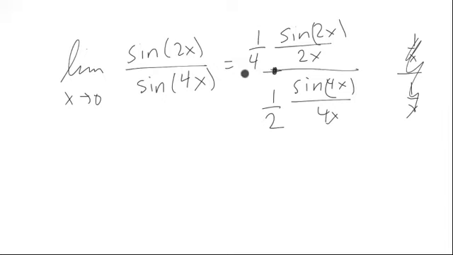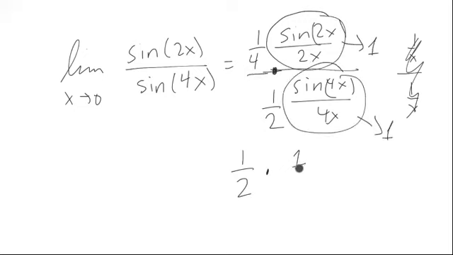And notice that 1/4 is precisely 1/2 of a half, which means that this part, a fourth divided by a half, is simply 1/2. So we get 1/2 times this thing, which will go to 1, and this thing, which will go to 1. So we end up just getting 1/2 as our limit.